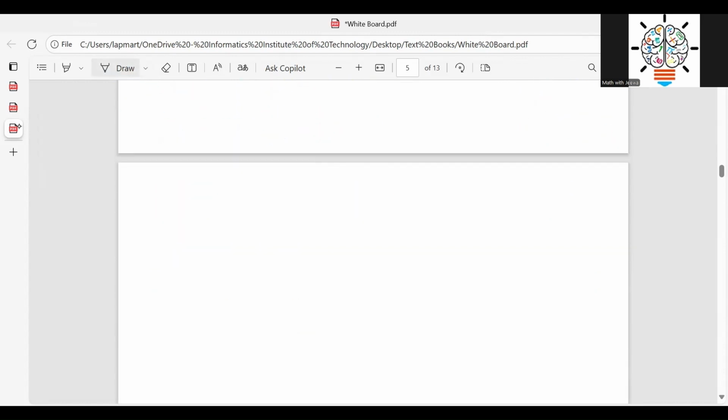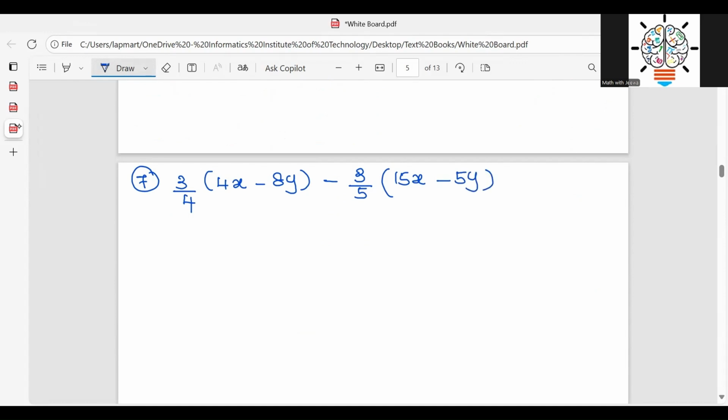Then we will move to question number 7. Okay. Question number 7, 3 over 4, 4x minus 8y. Now things are getting complicated, children. So you want to pay your attention well. 15x minus 5y. Okay. So you just see 3 over 4 when you multiply by 4, it gives me the answer 3 because this will be cancelled now.